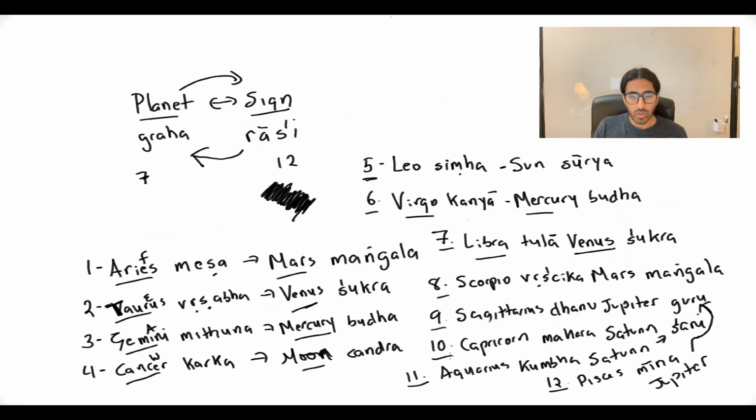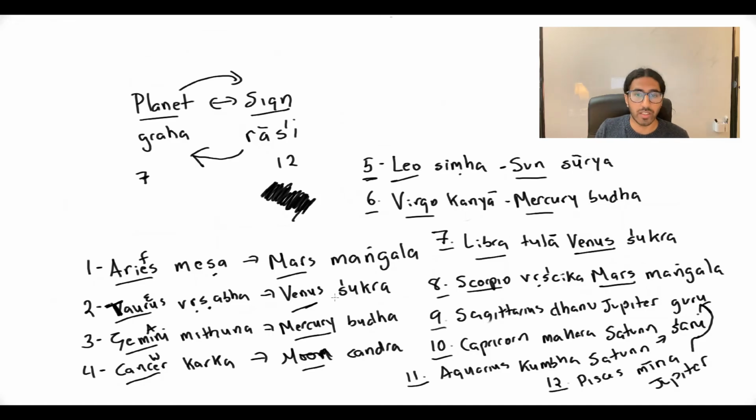Okay? So these must be committed to memory. 12 signs: Aries, Taurus, Gemini, Cancer, Leo, Virgo, Libra, Scorpio, Sagittarius, Capricorn, Aquarius, Pisces. Each sign is ruled by a particular planet. You must know the relationship between planet and sign. So, which planet rules Leo? The sun. Which planet or which graha rules Scorpio? Mars. Which graha rules Taurus? Venus.